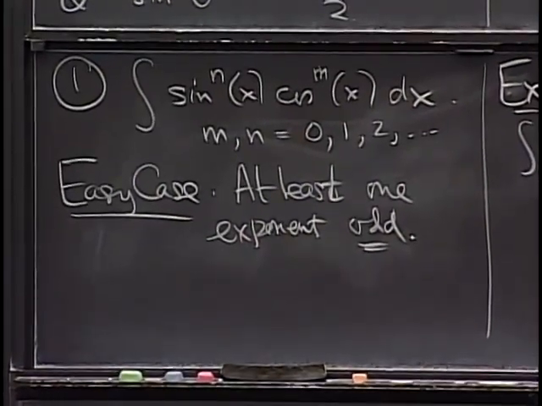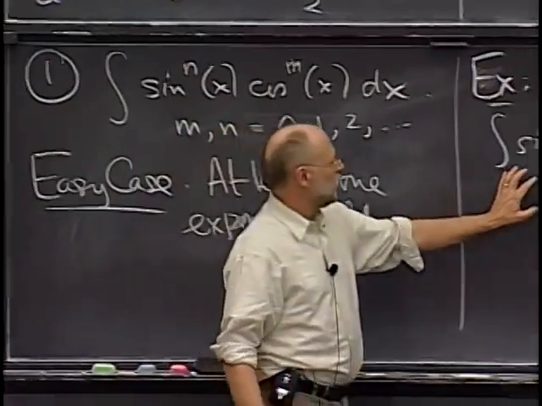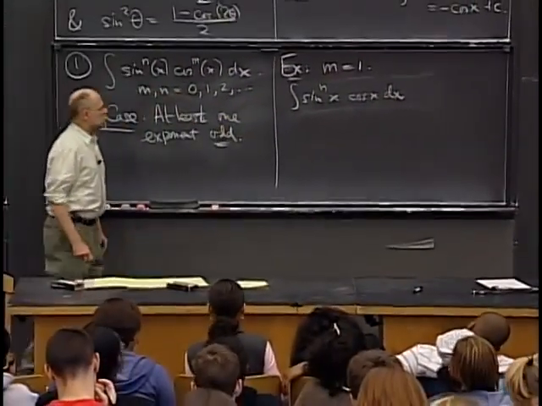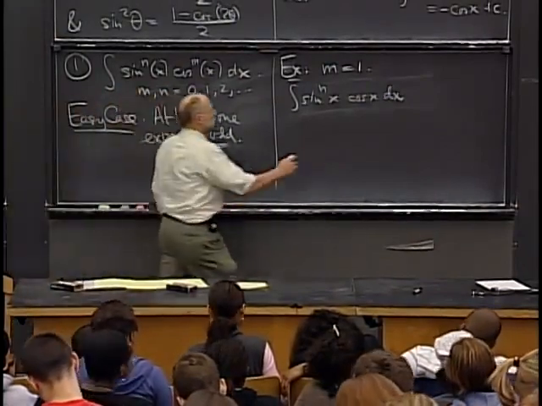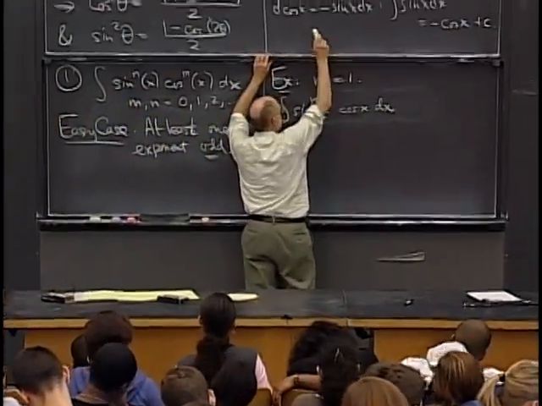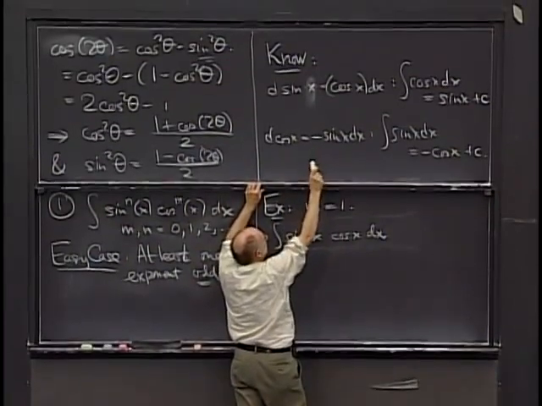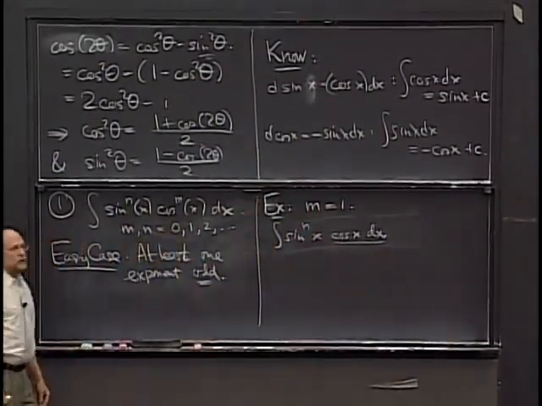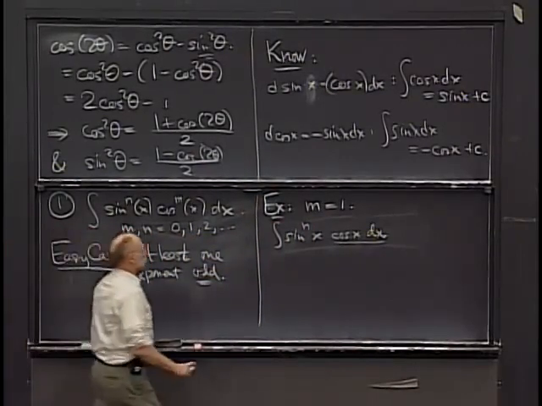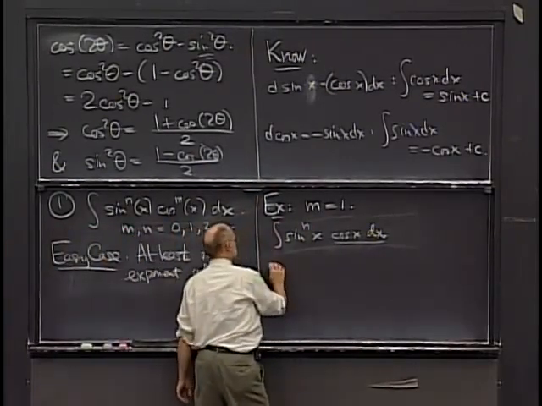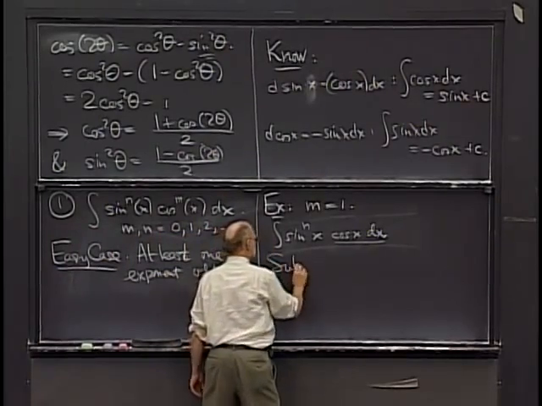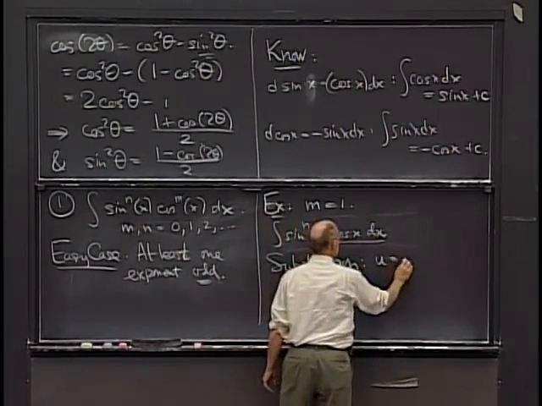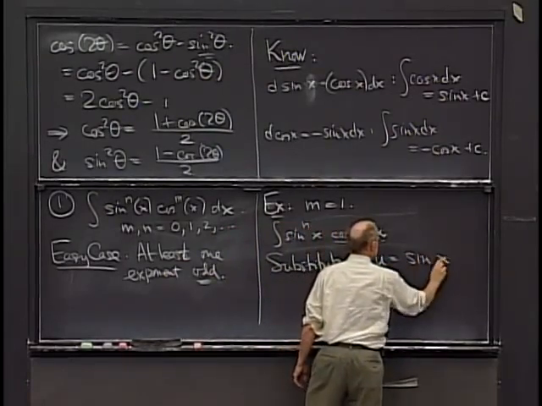So let's do this case when m is 1. So the integral I'm trying to do is any power of the sine times the cosine. Well, here's the trick. Use this formula up at the top there to see cosine of x dx as something that we already have on the blackboard. So the way to exploit that is to make a substitution. And the substitution is going to be u is the sine of x.